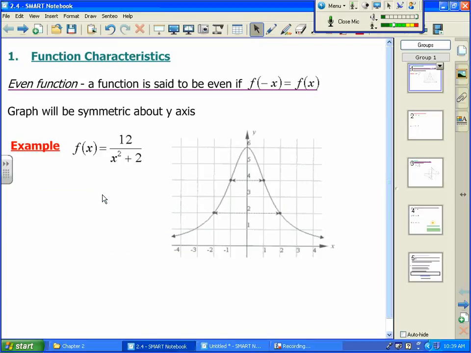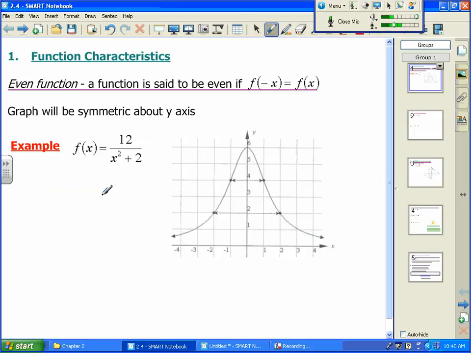Section 2.4 is called function characteristics, and what it deals with, for the most part, is even functions and odd functions. The first thing I want to show you is what an even function looks like. A function is said to be even if f of negative x is equal to f of positive x.